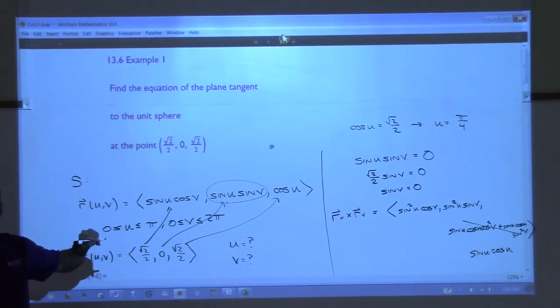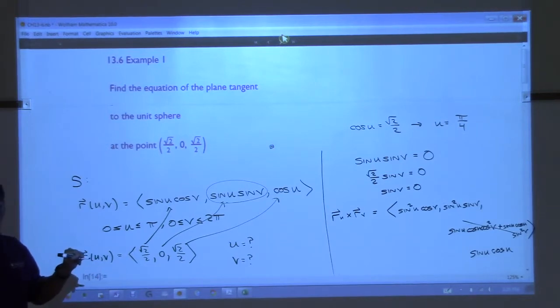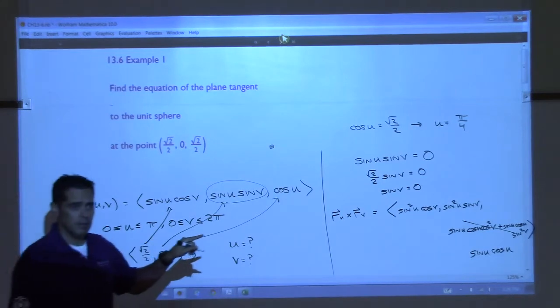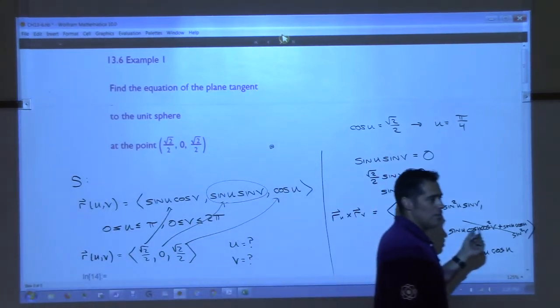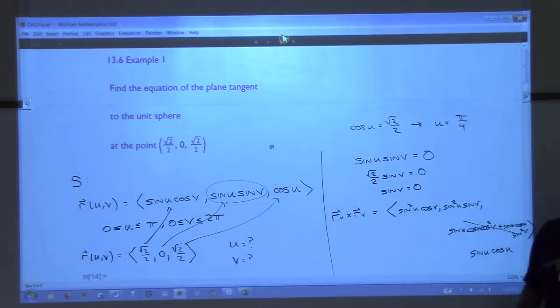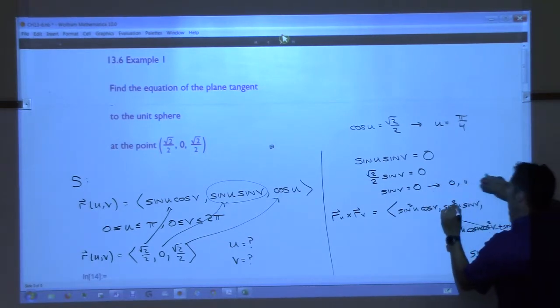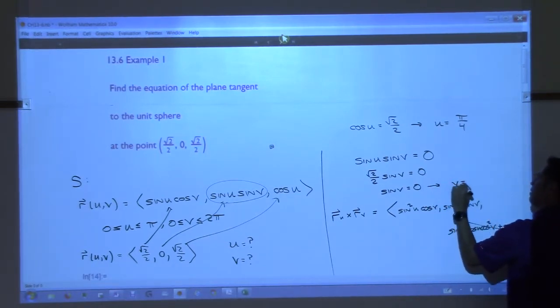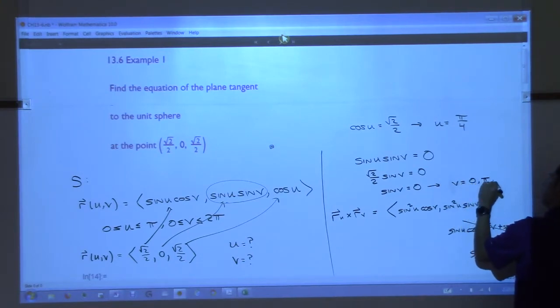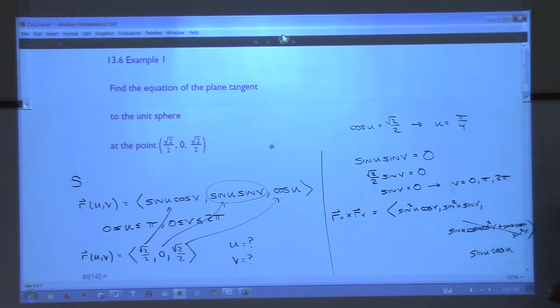0 or pi, right? So we actually have two possible answers here. Do you all agree? I mean, you could argue 0, pi and 2 pi. v must equal 0, pi or 2 pi. It could be any of those, right? But we have to satisfy the last equation.